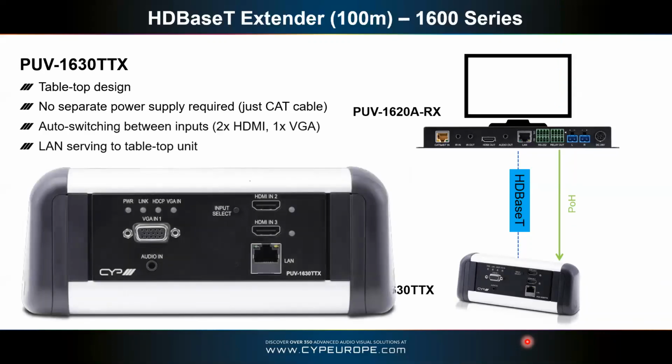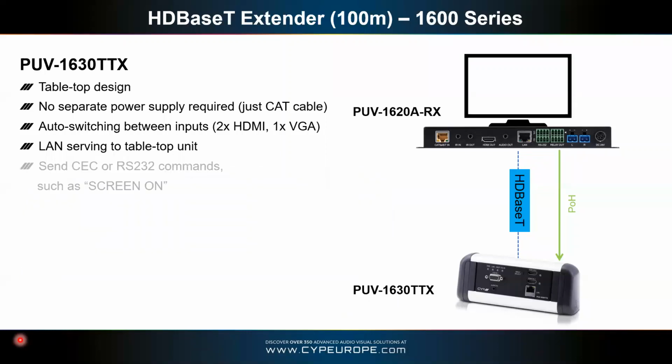The unit has auto switching, just as the previous range did. So that will auto switch depending on what's been plugged in last, whether it's VGA or HDMI. And as Kev mentioned, the LAN serving. So if you've connected your local area network to the receiver, that will be sending LAN back to this transmitter. So at the desktop here, you've got that LAN would work as an output, and you could plug that straight into a laptop, for example, and the meeting room user then has access to the network.